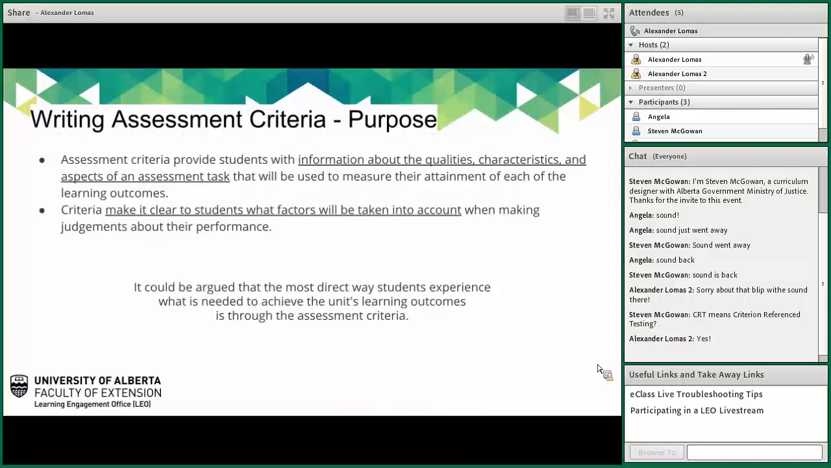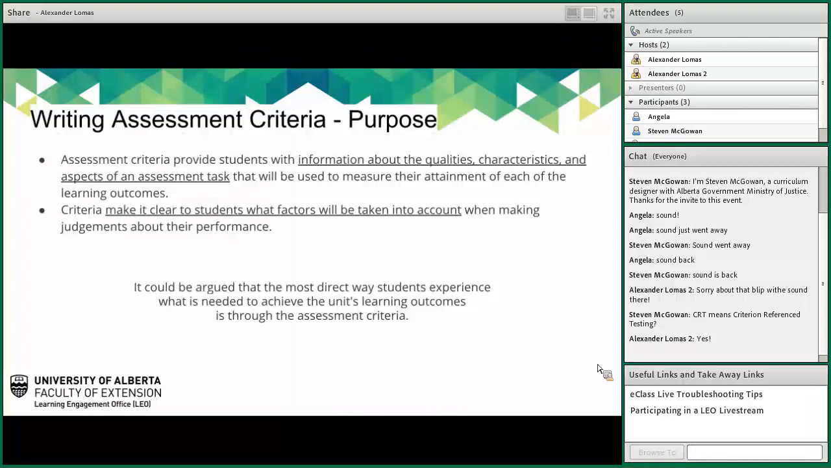So writing assessment criteria, what's the purpose? One of the things that I tried to do in each of this presentation is just to highlight the really key messages that I want you to take away with you. So when it comes to writing assessment criteria, you want to give students information about the qualities, characteristics, and aspects of the assessment task. So you really want to clue in as to what it is that they are going to be expected to do. You also want to make sure the criteria makes it clear to the students what factors are going to be taken into account, right?